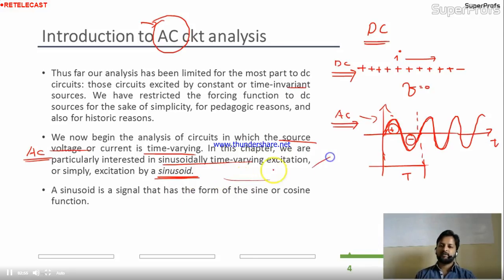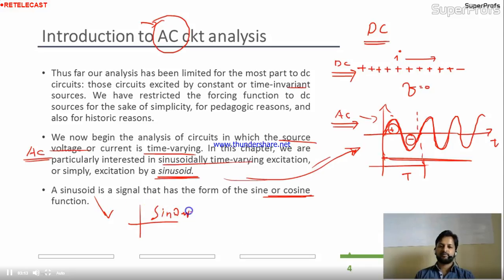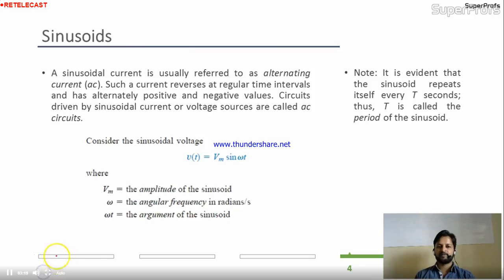Sinusoid means if you are having this type of nature of any graph, it will be called sinusoid. A sinusoid is a signal that has the form of the sine or cosine function. So don't think that sinusoid means only sine wave. No, sine and cosine both are sinusoidal functions. I hope it is clear to you. A sinusoidal current is usually referred to as an alternating current, in short AC current. Such a current reverses at regular time intervals and has alternately positive and negative values.